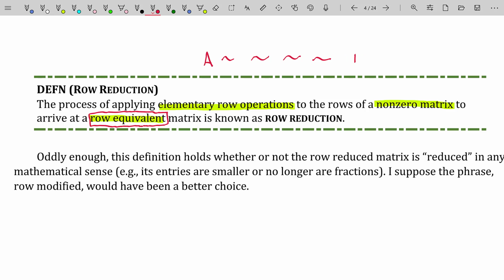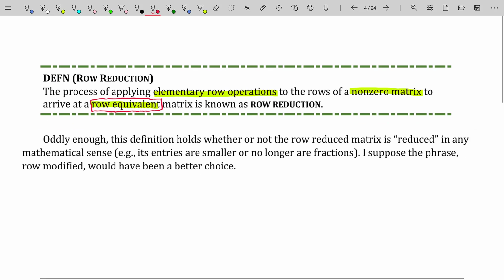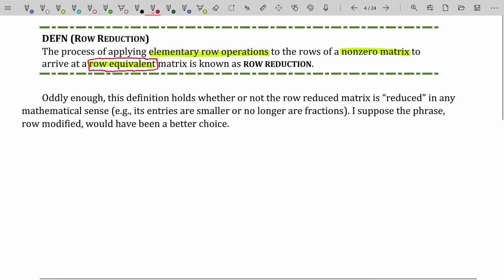Having said that out loud, let's go ahead and reread this definition. The process of applying elementary row operations to a non-zero matrix, which is also basically creating a row equivalent matrix, is known as row reduction. So every time that you apply elementary row operations to a matrix, you're basically doing what we call row reducing. Strangely enough, this definition holds whether or not the actual brand new row reduced matrix is reduced in any mathematical sense.